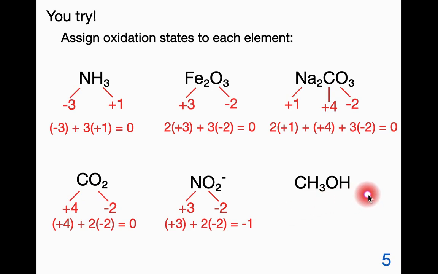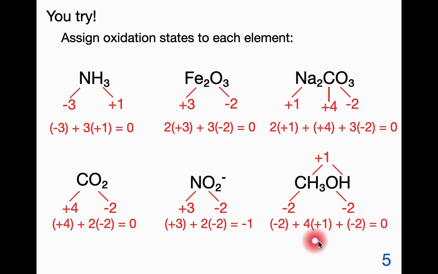For methanol, it doesn't matter that the hydrogens are separated like this. They all have a +1 oxidation state. Oxygen is -2. So we need to figure out what carbon is. Well, carbon must be a -2, because when we add them all together, we get 0. So you see how that goes? All right.